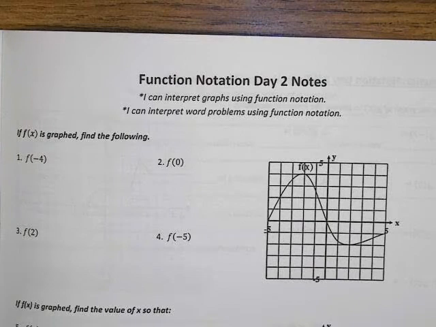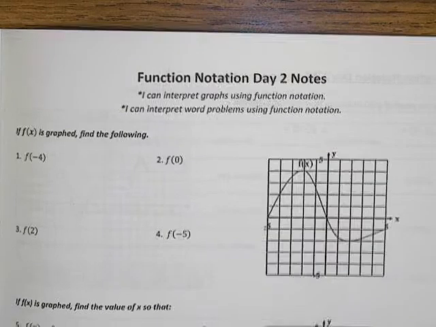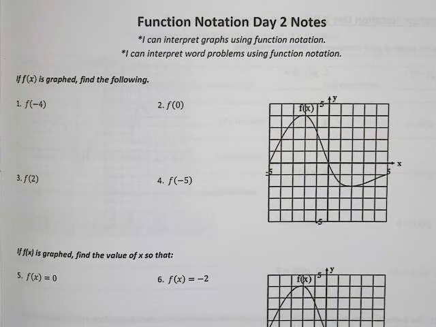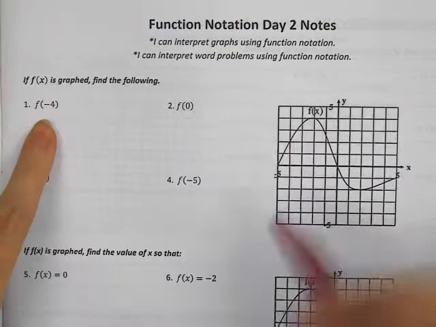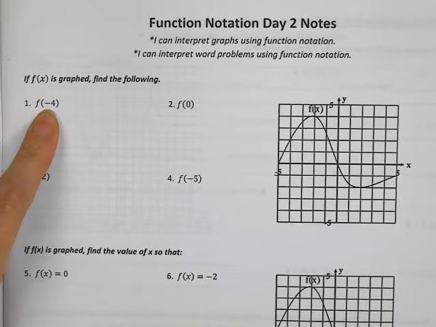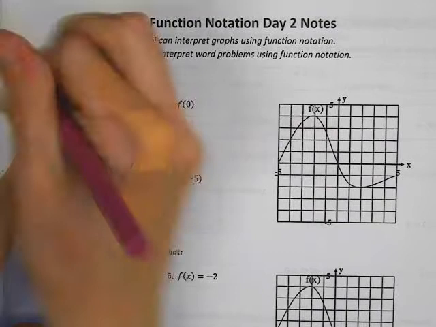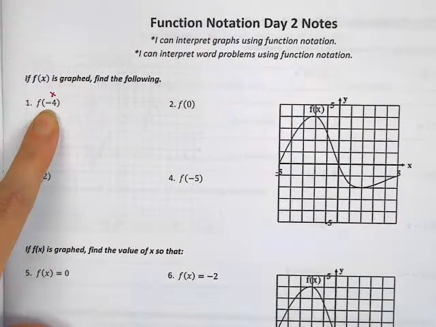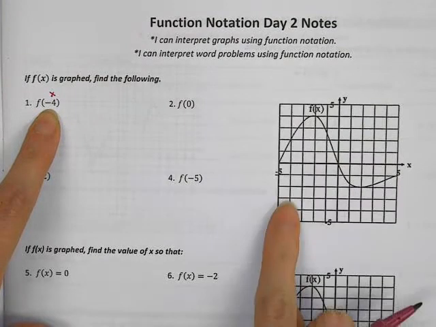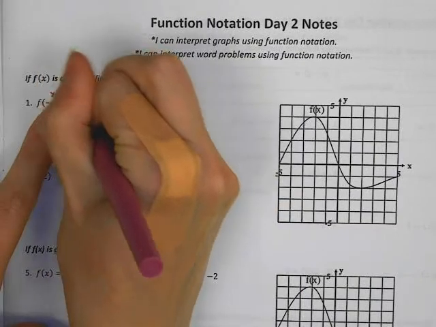Hey guys, today we're on function notation day 2, where we're just going to do some applications of this function notation. All right, starting with graphs. So this is the graph of f of x, and they want you guys to find f of negative 4. And if you think back to yesterday, what does this mean? This means that x is negative 4. So what they want you to do is find when x is negative 4 on this graph, they want you to find the y value.